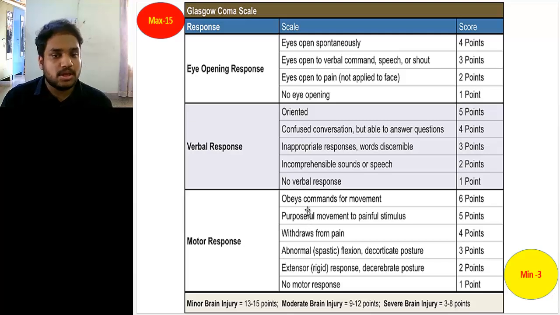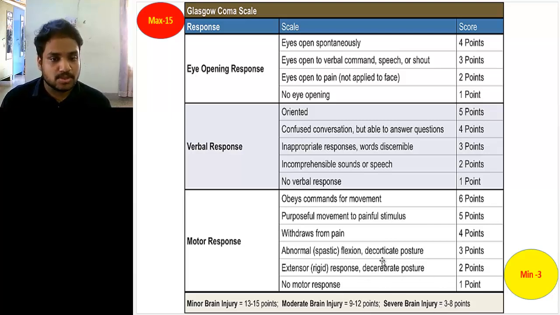And again, for motor response, if the patient is obeying your commands for movement, then 6. If you give a painful stimulus and you feel that the person is making purposeful movements, then you can give 5. If the person withdraws from the pain, then you can give 4. If there is abnormal spastic flexion, also called decorticate posturing, you can give 3. For decerebrate posturing, 2. And for no response, 1. So if it is 13 to 15 points, it's a minor brain injury. 9 to 12 points is considered a moderate brain injury. And 3 to 8 points is severe brain injury, right?